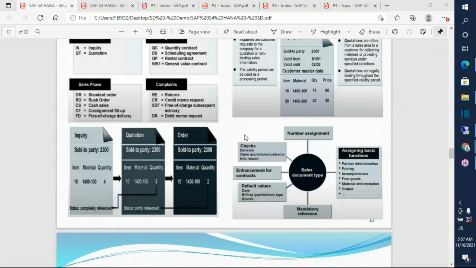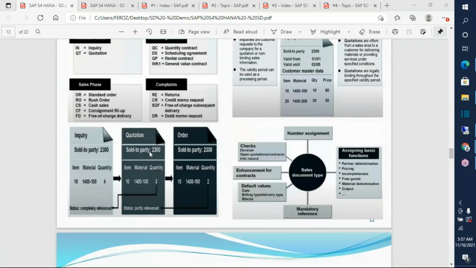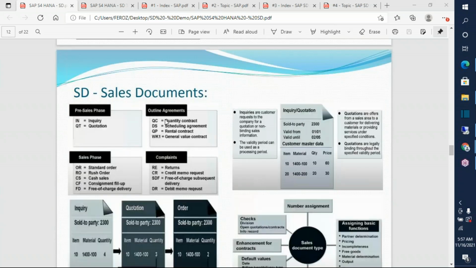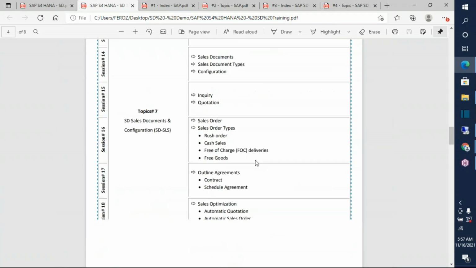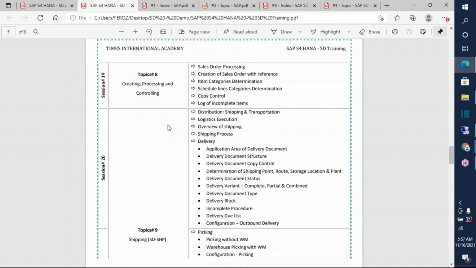With the help of the copy control functionality, we will be controlling the header level information and item level information, right? So after discussing sales documents and configuration, here we will see how the sales orders are processed, right? Item categories, schedule lines, copy control, block for incomplete items. These are some of the subtopics of creating, processing, and controlling.